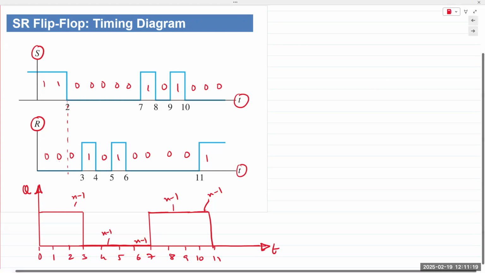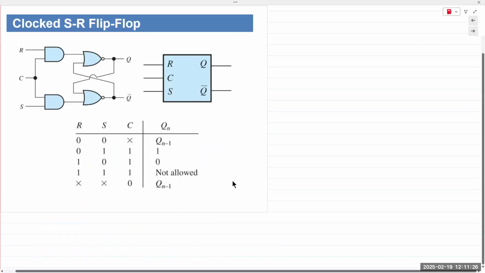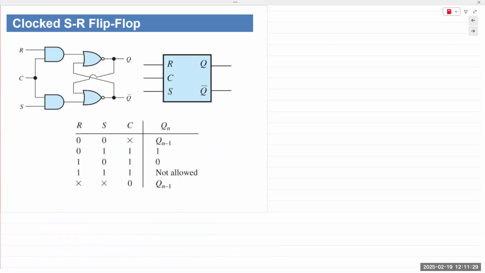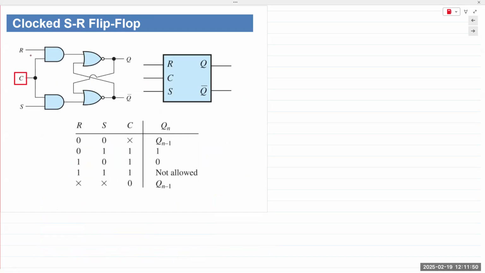Okay. All right, then let's take a look at the next one, which is the clocked SR flip-flop. As I stated earlier, when we have sequential logic circuits, we use a signal or a waveform that keeps everything in sync. And so now we have an additional signal as an input that is known as the clock signal, simply referenced by the notation C.